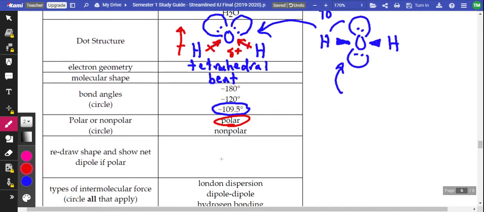Okay, this redraw shape and show net dipole would be like if we started with this linear shape and we needed to redraw it to show that it was actually bent.